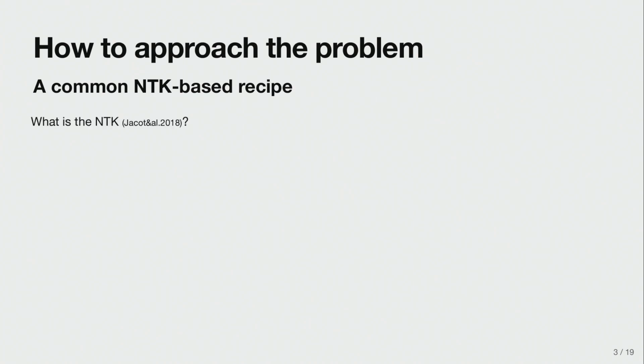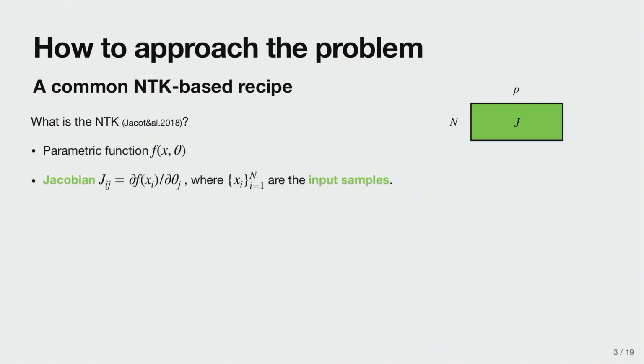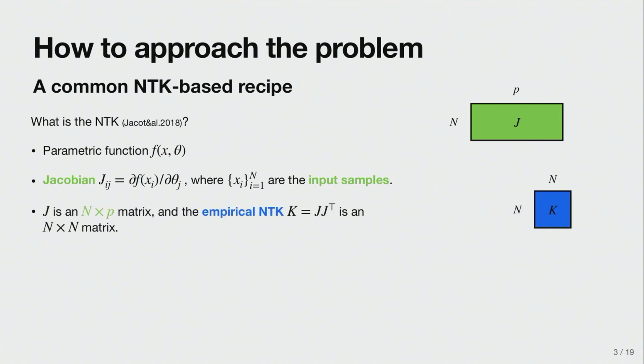I'm not going to introduce this object, and for people who are not very familiar with it, just think of it as an object that describes our network up to the first order of its Taylor expansion. You can write the Jacobian J of the network, which is an n times p matrix, where n is the number of samples and p is the number of parameters. And out of this you can build the empirical neural tangent kernel, which is an n times n kernel, again n being the number of training samples in our model.